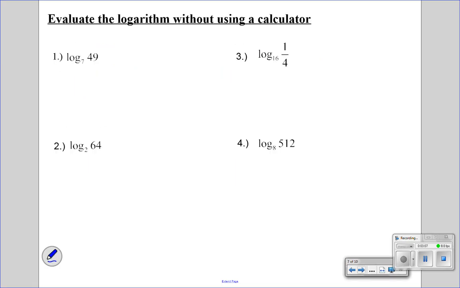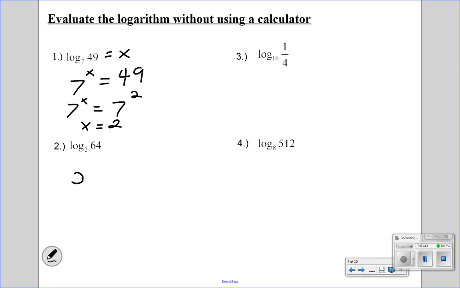Now, we can solve simple logarithms without using a calculator. If we take our problems that are written in logarithmic form and switch them to exponential form, we can solve them pretty quickly. So, the log base 7 of 49, we're going to say it equals x. So our base is 7, our exponent is x, and that equals 49. Now we know 7 to the x equals 49 is simply 7 squared, so then we know that x equals 2.